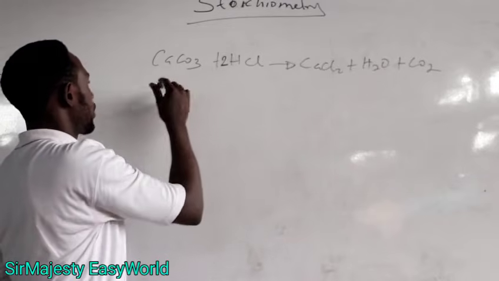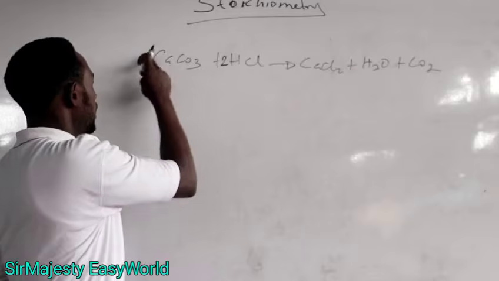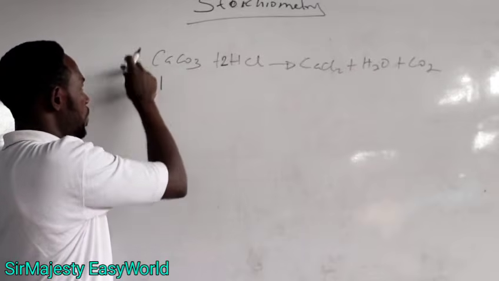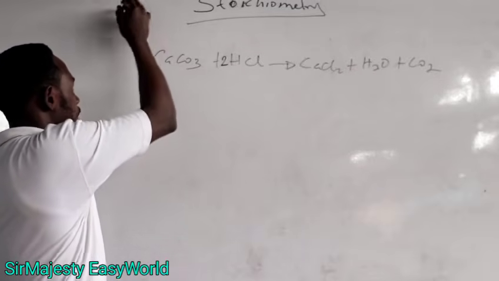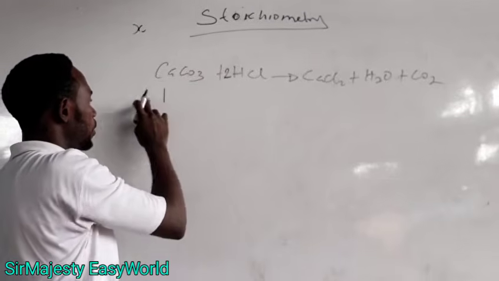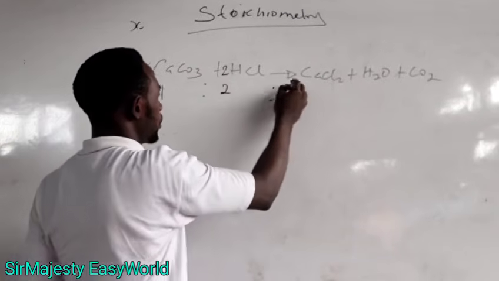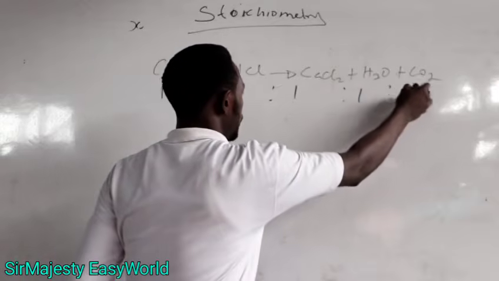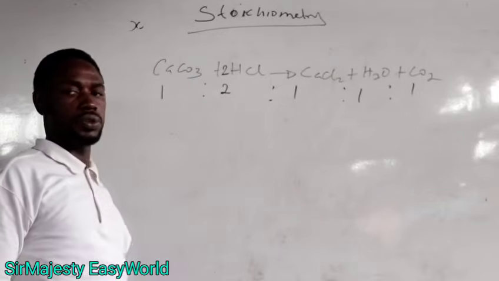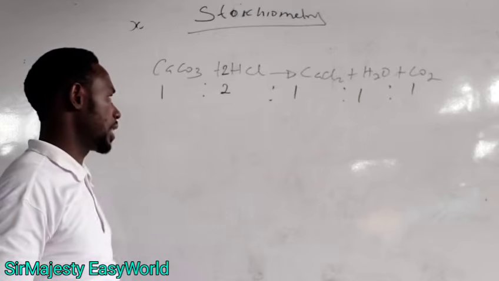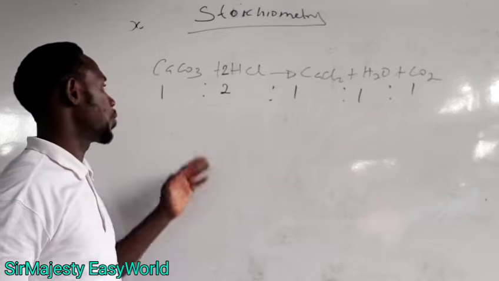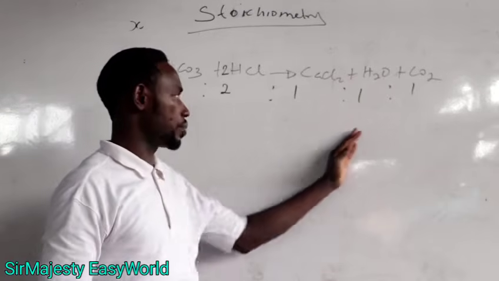Then the stoichiometry of this is represented by the coefficient of this, which is 1. Remember in science, the coefficient of x remains 1 when it is alone. Then the mole ratio here is 2. So 1 is to 2, is to 1, is to 1, is to 1. So for you to do well in this topic, you must know how to balance a chemical equation. So we have taught you how to represent stoichiometry.